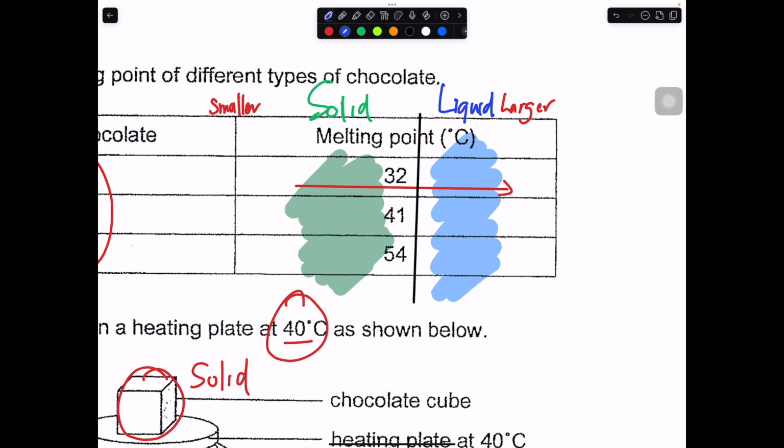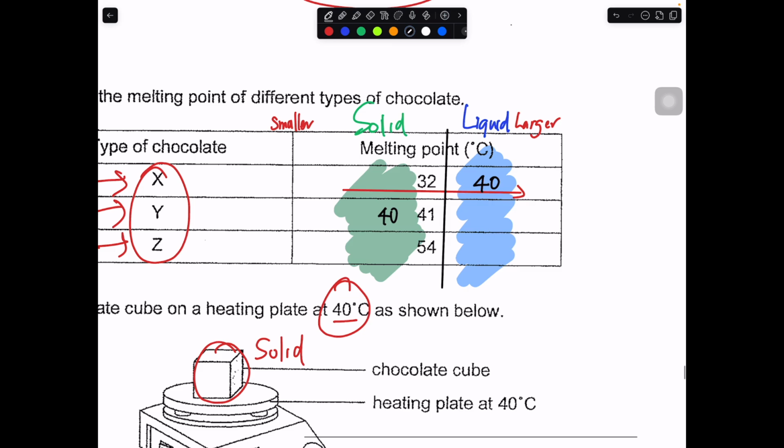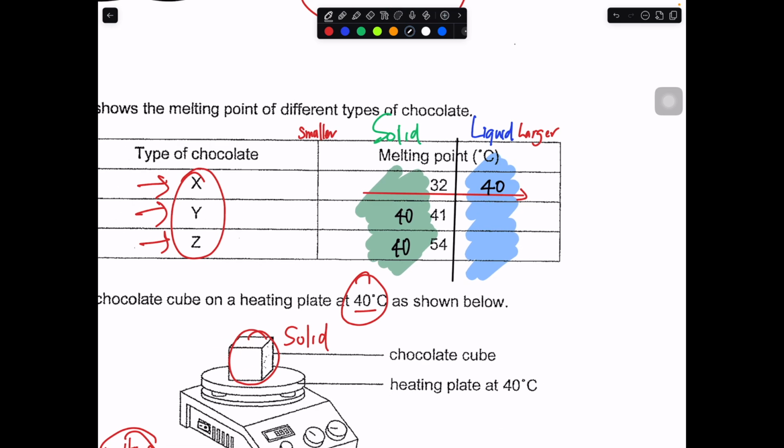Then I will ask myself, 40, where should I put it? 40 versus 32. I should place it on the blue color side because it is larger than 32. That means X at 40 degrees is a liquid. What about the rest? 41, so it should be here. That means at 41 degrees, Y is actually a solid. Then for the last one, it will be here, 40 then 54. So between these three substances, at 40 degrees, these two will remain as solid. This one is the only one that becomes a liquid.